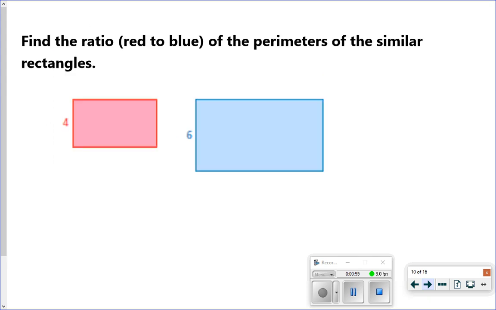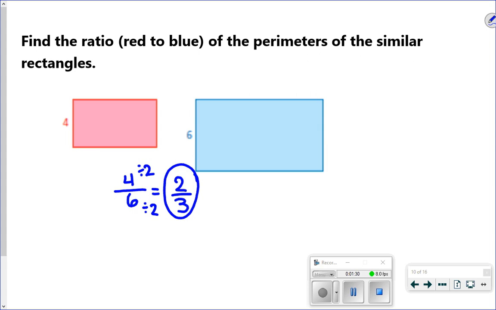So for this first one, it says find the ratio red to blue of the perimeters of the similar rectangles. So red to blue, that's the order we need to write it. So I'm going to put my red first, which is 4, and then I'm going to write my blue, 6. I don't need to square it or cube it or anything. The perimeter ratio is the same as the side length ratio. But like all ratios that we've done so far this year, we do need to make sure that our final ratio is in simplest form. So when we simplify 4 over 6, and I did that by dividing 4 by 2 and 6 by 2, I get the ratio of those perimeters is 2 to 3.